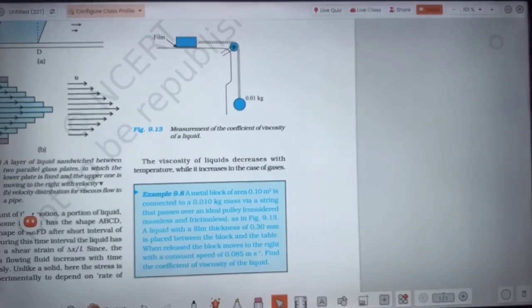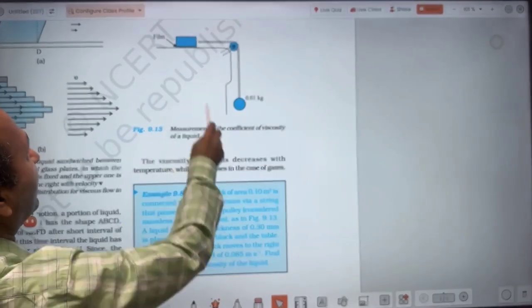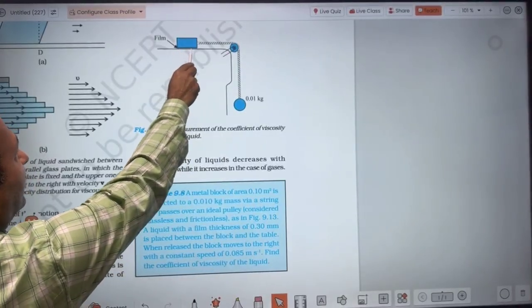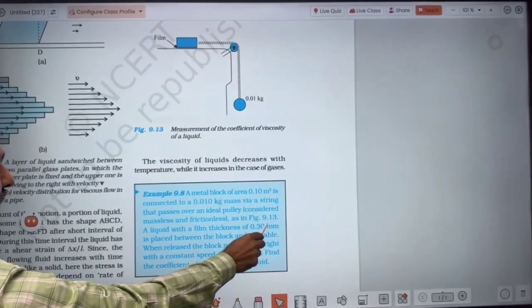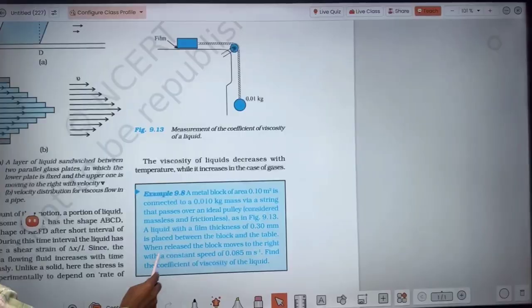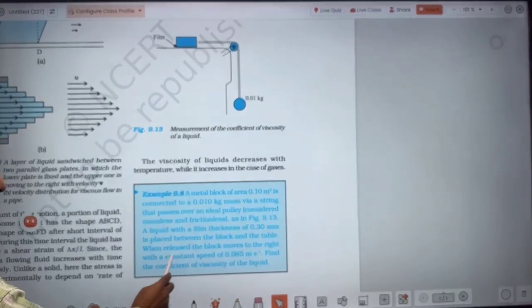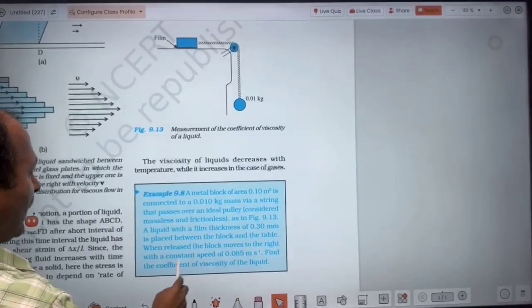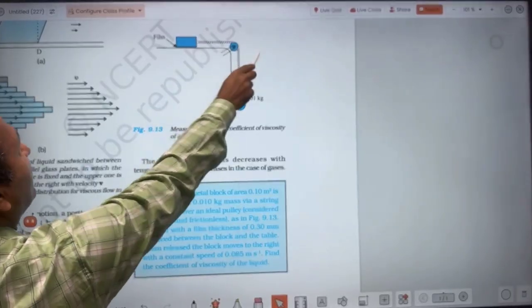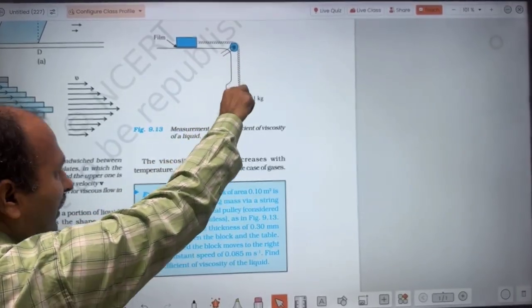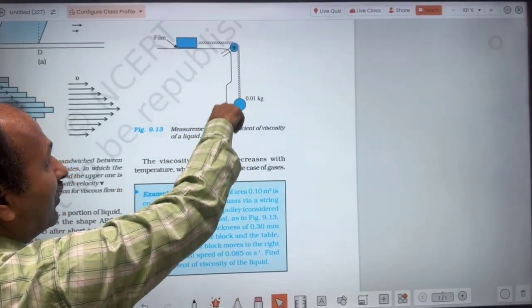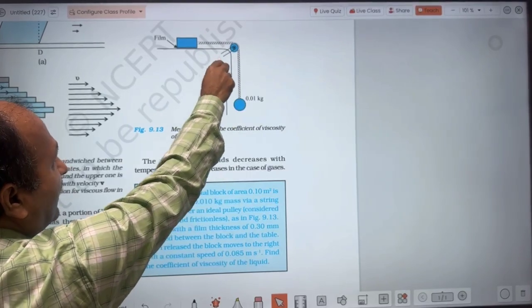A liquid with a film thickness of 0.3 mm, here the thickness of the liquid film is given as 0.3 millimeter, is placed between the block and the table. When released, the block moves to the right with a constant speed. So this will move with a speed. Here there will be a force downward that will pull, so there will be tension also that we can consider.